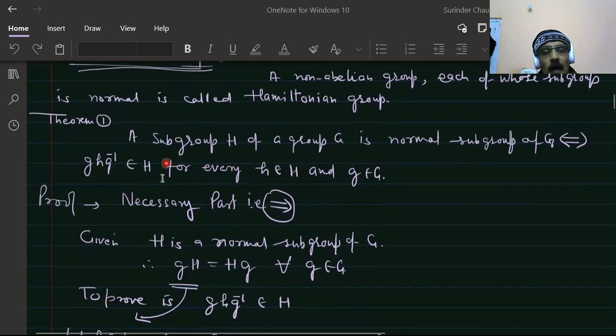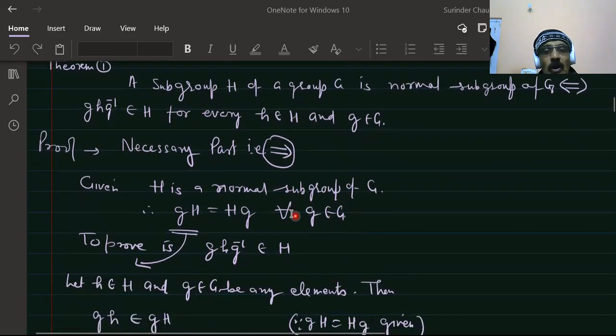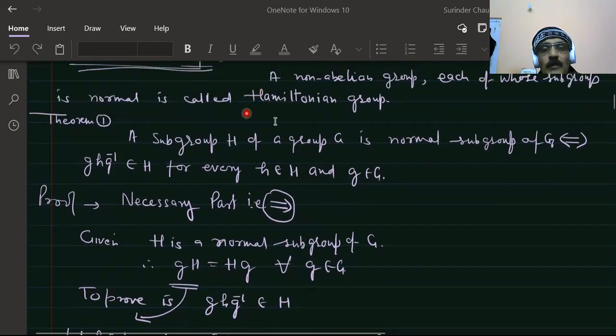So we'll assume, let H be a normal subgroup of G. What do we have to prove? Let H be a normal subgroup of G. By definition, therefore gH is equal to Hg for all g belongs to G. This is the definition also in quotient form.